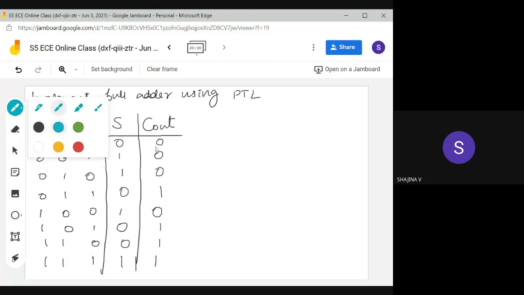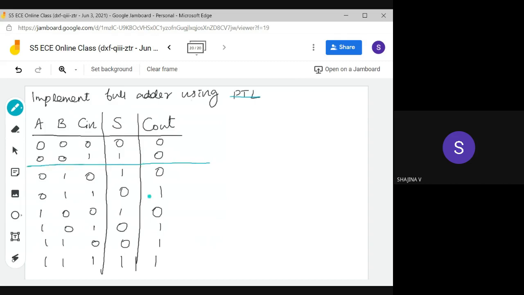Now next, our question is to design this full adder using pass transistor logic, right? So for pass transistor logic design, here you have to, as usual, partition this truth table. That is, here we have 3 inputs. This A and B can be taken as control variables and C in as input variable. Accordingly, according to the combination of this control variable, I can partition this truth table like this.